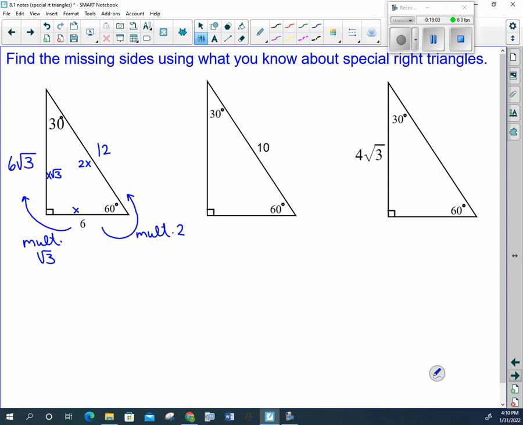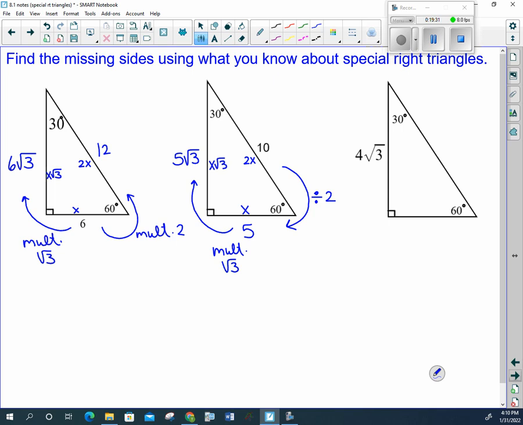All right, this one I know the hypotenuse. So remember I always want to find the shortest leg first. This is the x, this is the 2x, and this is the x root 3. So if I want to go here, I'm now dividing by 2. I want to find that shortest leg first, so 10 divided by 2 is 5. And then I go to the next leg and I multiply by square root of 3. So this is 5 root 3.